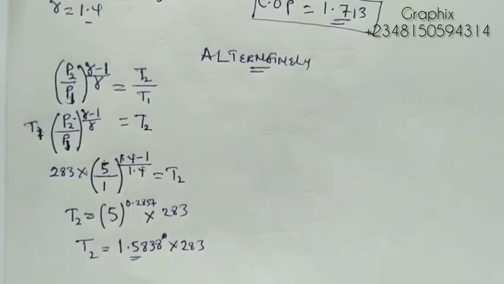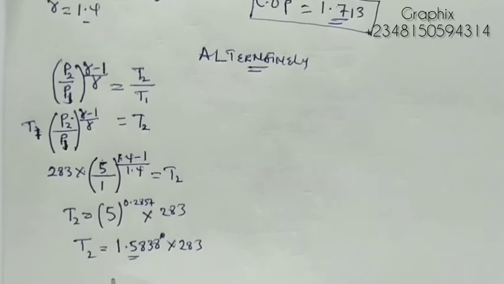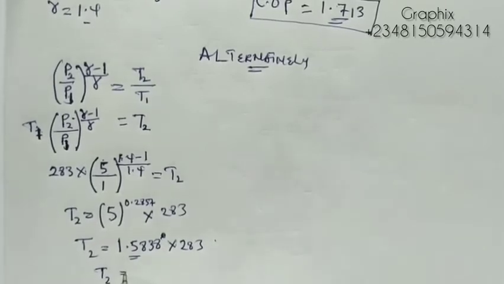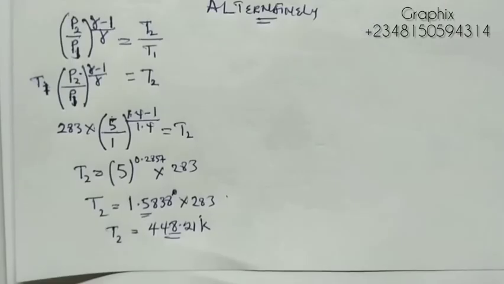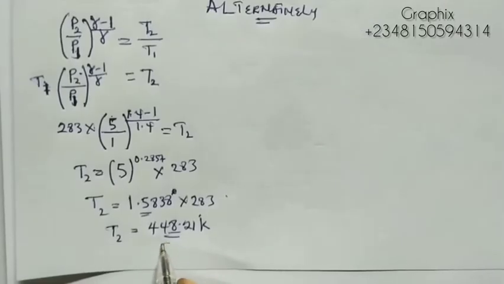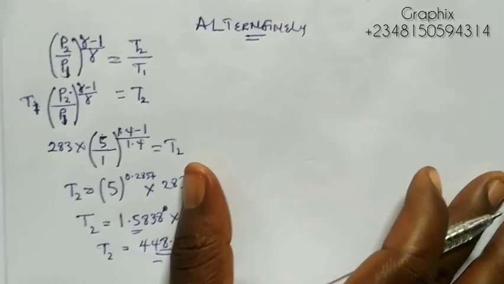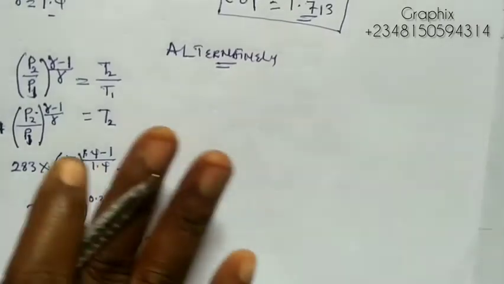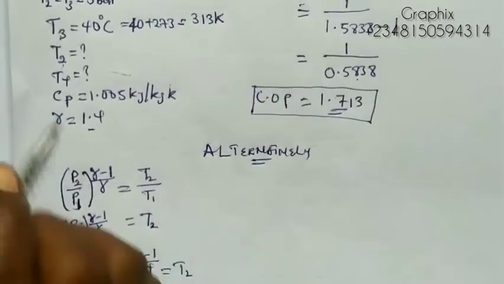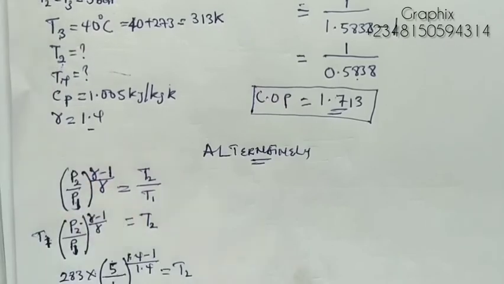So 1.5838 multiplied by 283 gives 448. So T2 is equal to 448.21 Kelvin. That is T2. Then for the other aspect, we're looking for T2 and T4. Having gotten T2, we'll try for T4.